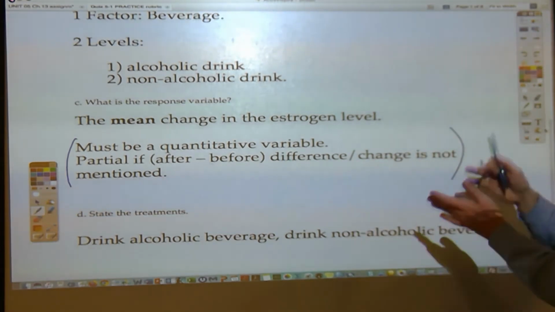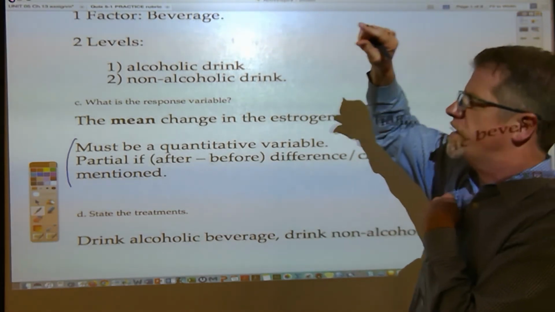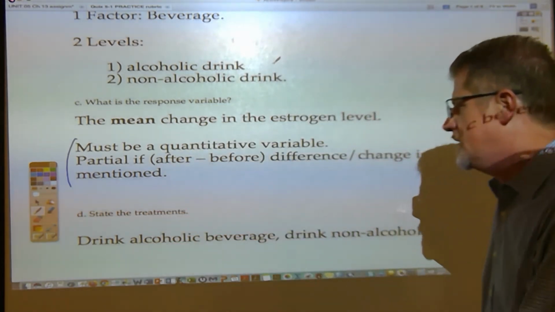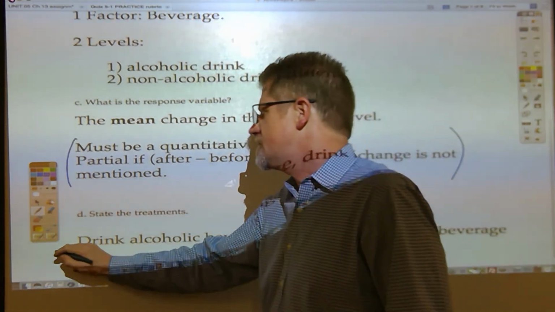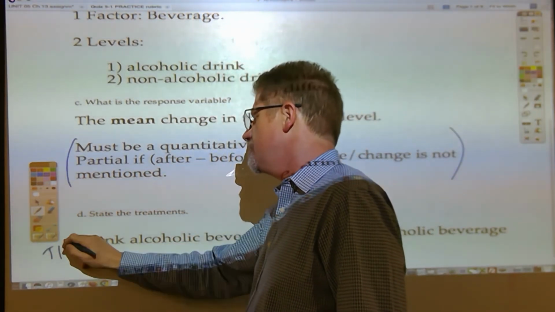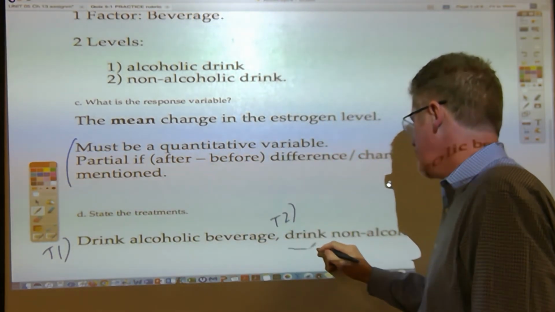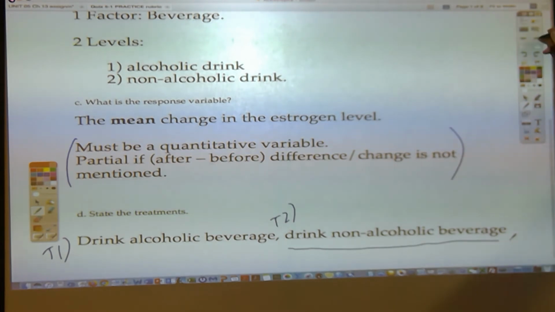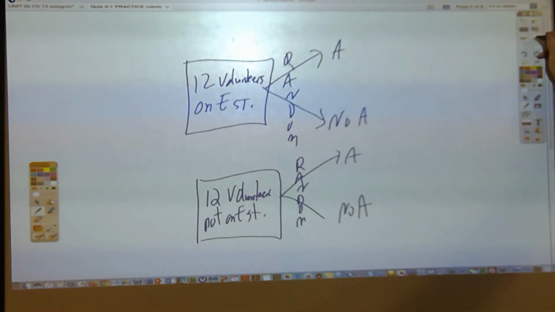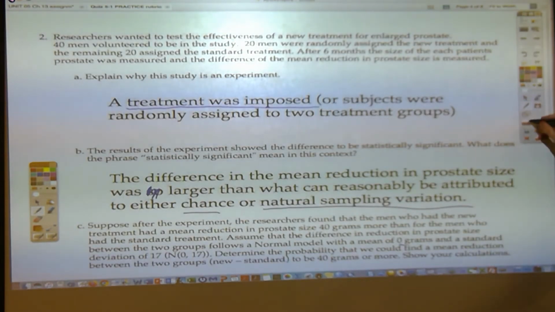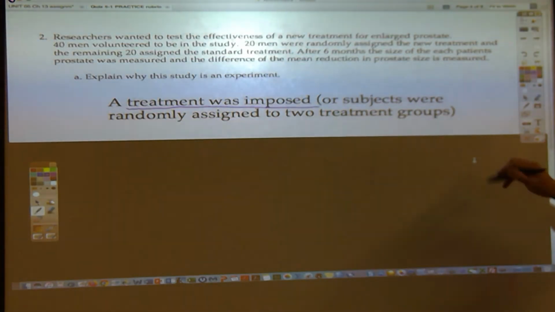The treatments are the same as the levels. Because there's only one factor, whatever the levels are going to be the treatments. It's treatment 1, you didn't say list them, just state them. But if it said list them, you would have done treatment 1 is drink alcoholic beverage. Treatment 2 is drink non-alcoholic beverage. Let's go to the next page. In page 2, okay, explain why this is an experiment.